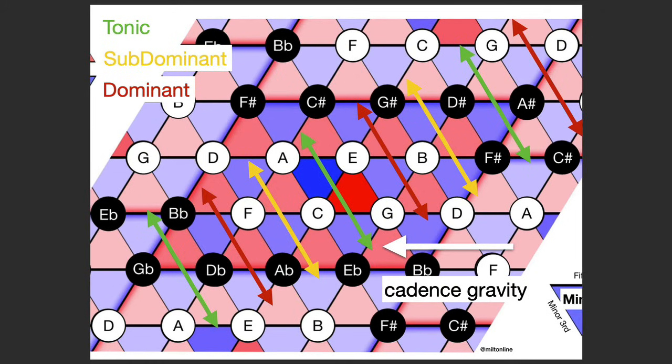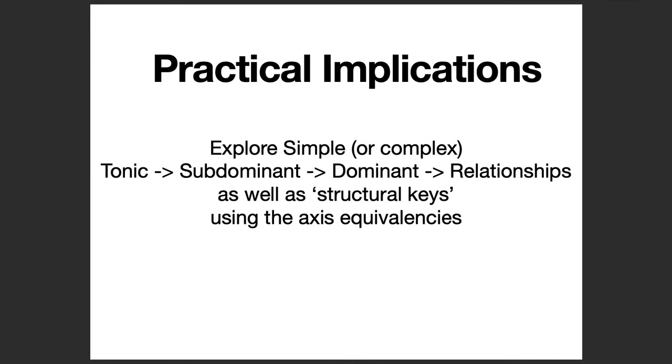This should inspire all these options, and of course you don't need to take them. You can fight against them or do the reverse or work only within a group. This just gives you yet another perspective for compositional creativity. So there are some practical implications that you can try. Explore these simple or even complex tonic, subdominant, dominant relationships or substitutions and interchange within them.